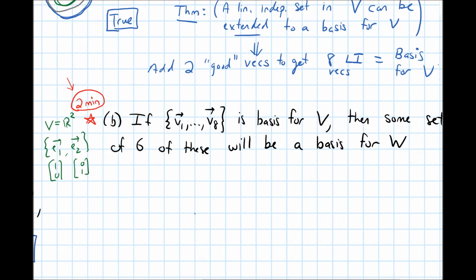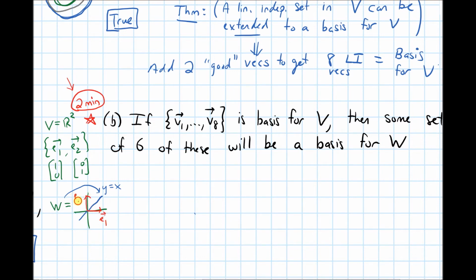And now let's say W is some subspace in R2 that has a smaller dimension than V. Let's just say W is, for example, a line through the origin. Let's say it's the line y equals x. So W is this line, y equals x. Okay, so think about the two vectors that we have, E1 and E2. So here's E1.